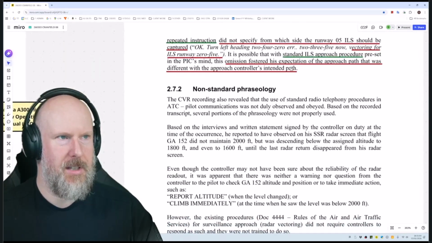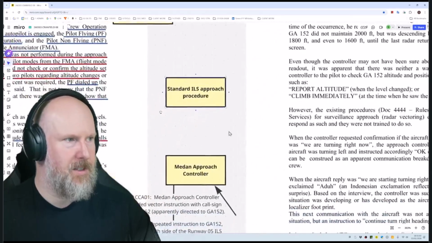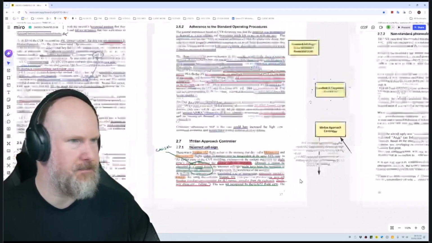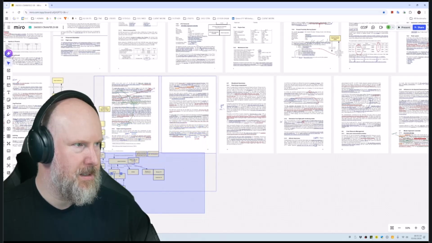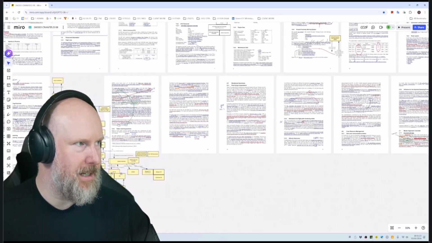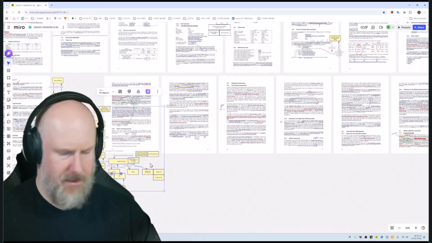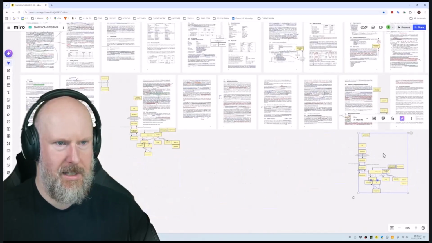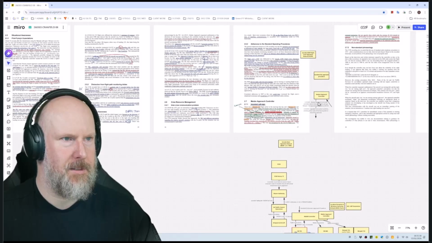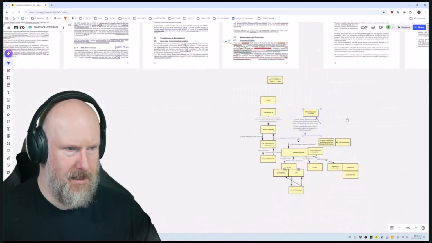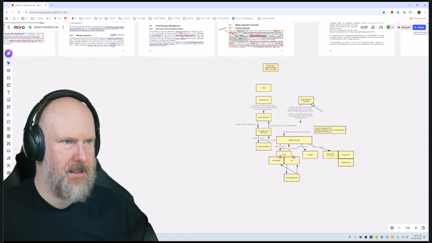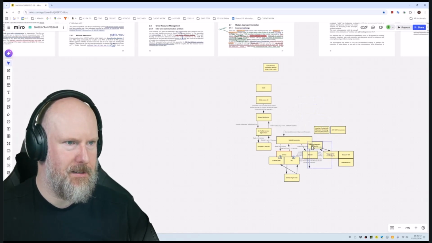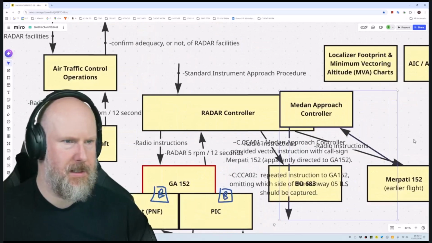So omission fostered. So the standard ILS approach procedure, that will influence. Let's have a look. In fact, what I'll do is I will copy it and then put it over there. Right. Let's just duplicate that, stick it over here. Let's move this bit down here. So we've already got the approach controller. Let's stick them down there and bring them to the front.